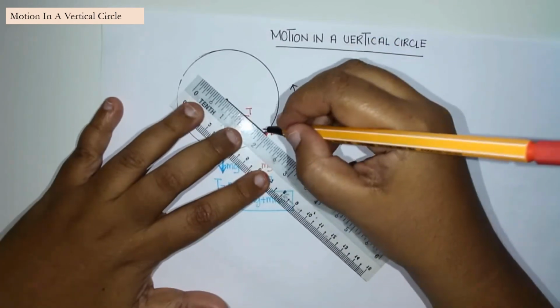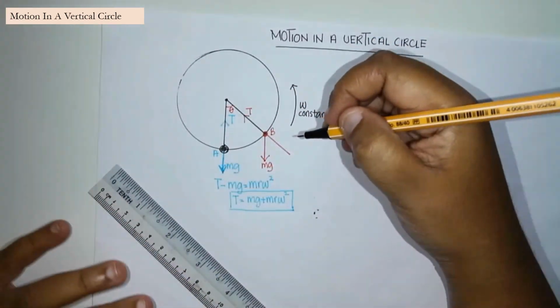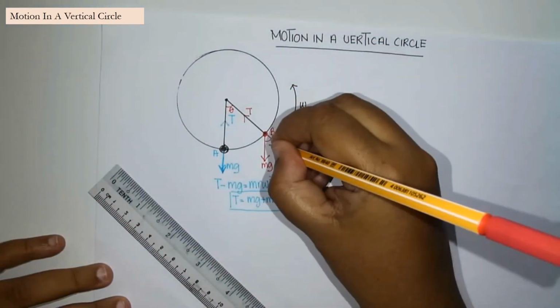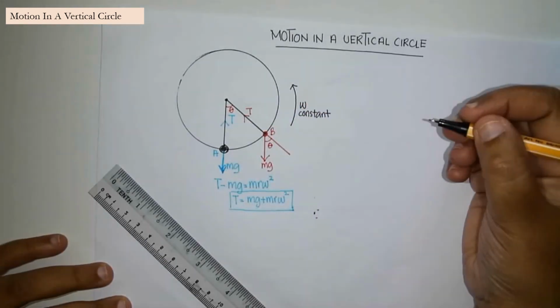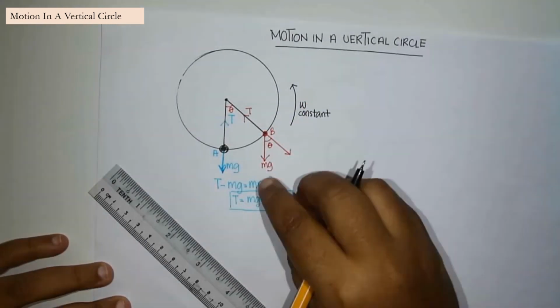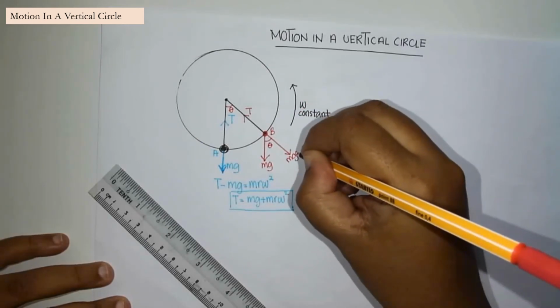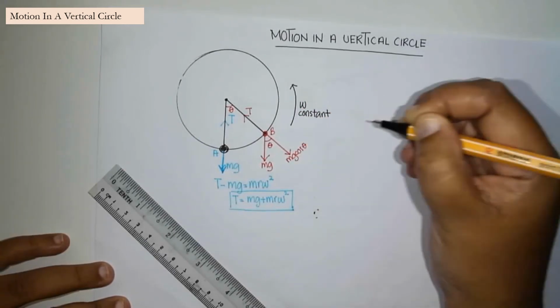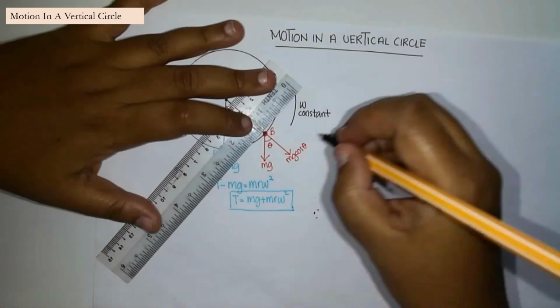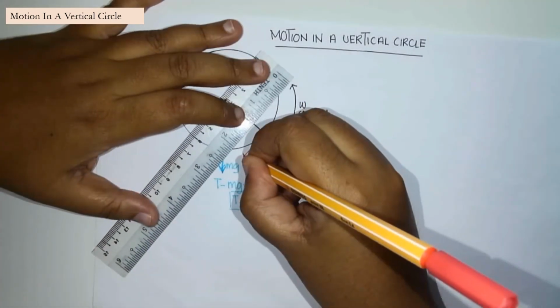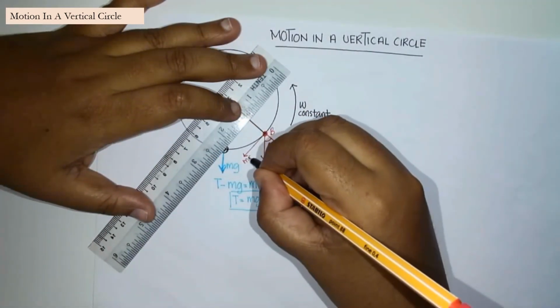So if I draw this, okay, this will be theta. Okay, so here I have to resolve this mg. Resolve means you resolve to vertical and horizontal. So this one will be mg cos theta. This one will be mg sin theta.